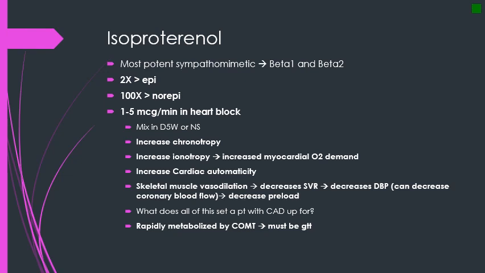So what does this set a patient up with coronary artery disease for? An MI, right? Because of the increase in myocardial demand and decrease in coronary blood supply. So you have to be very careful with isoprel in a patient with known coronary artery disease. It's not used near as much as it used to. Typically, when I've used it, it's been up in the cath lab. It is rapidly metabolized by your COMT, so you do have to use a drip for this medication.